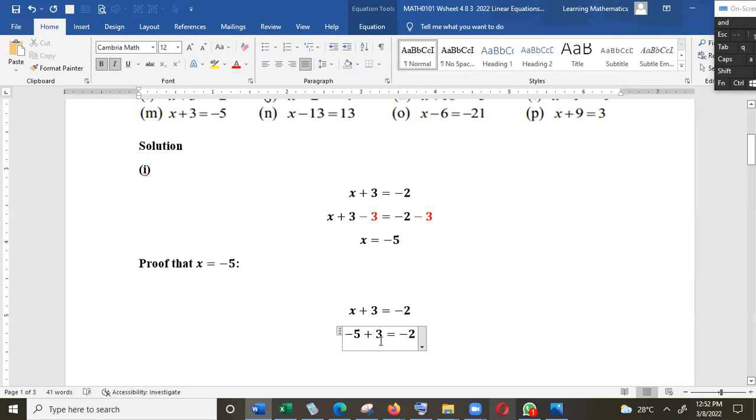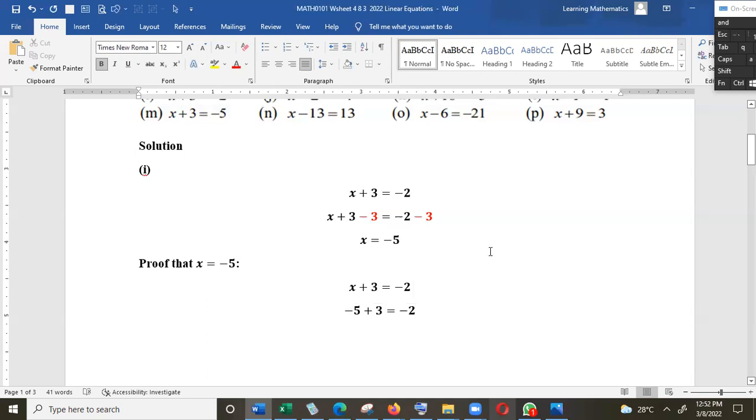-5 plus 3 is equal to -2. So therefore, x is equal to -5. All right, bear in mind the proof is not mandatory. Okay. So that's what you do for a question like this.